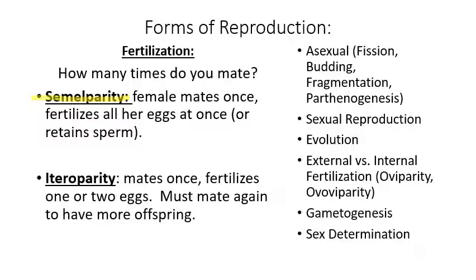The word iteroparity means you mate once and have offspring, and then you mate again if you want to have more offspring. And humans do that. Most mammals do that. So iteroparity comes from the word iteration, which means one time. Right? Or repeating once again. So when you say reiterate, that means do it one more time. You say the second iteration, the third iteration. So the word iteration is the root word for iteroparity.